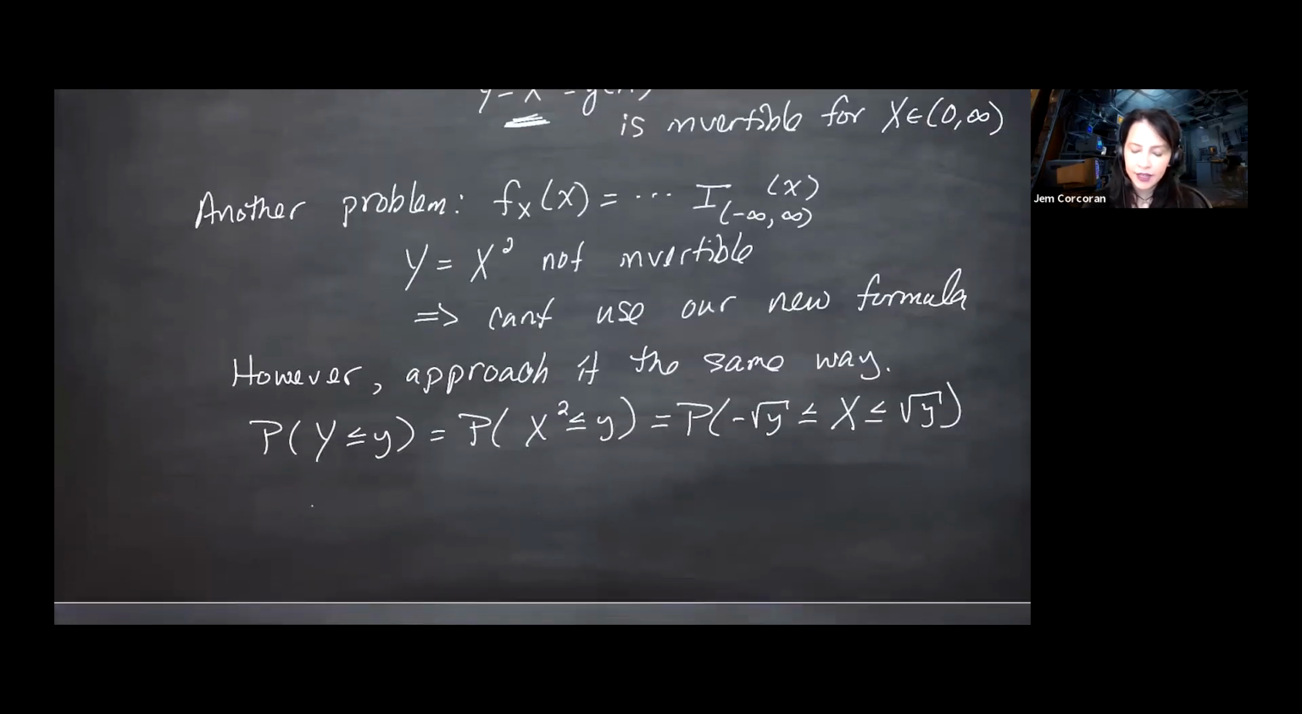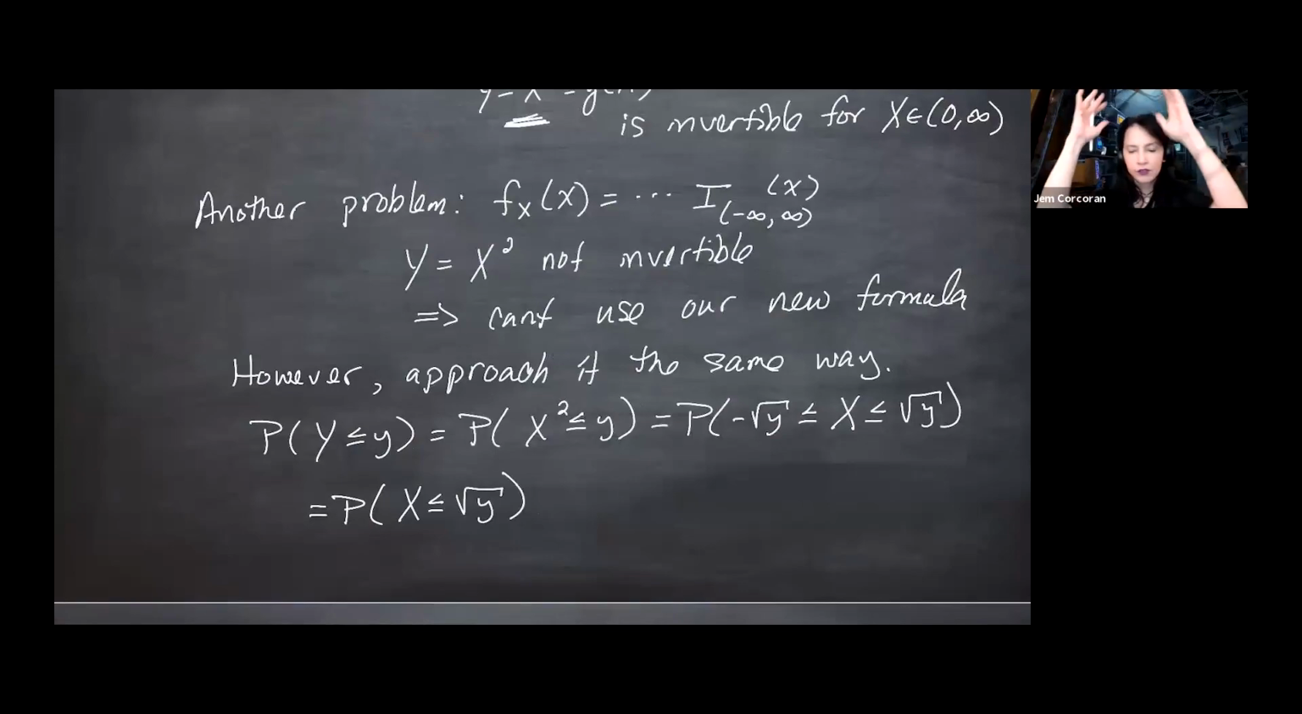The next line of this, you want the probability that you're between these two things. So it's the probability that you are less than or equal to the square root of y, from the square root of y all the way down to minus infinity. And then you want to take away the stuff that is below the negative square root of y. This is a strict inequality, but the strictness doesn't matter for the continuous case.